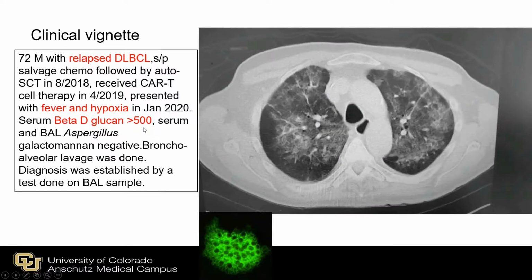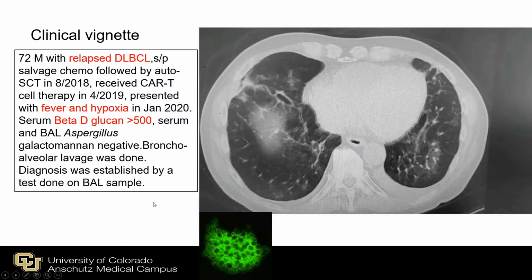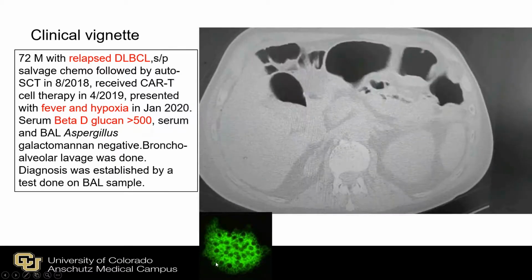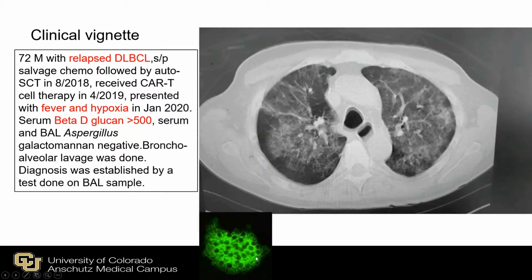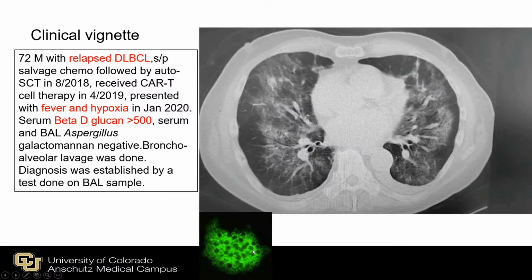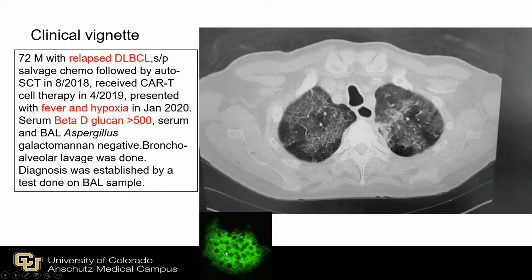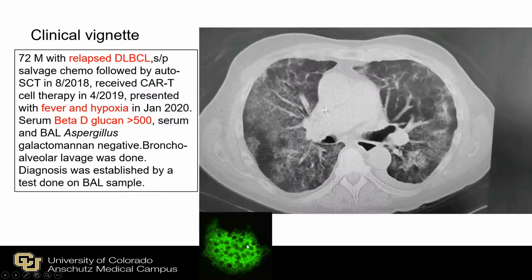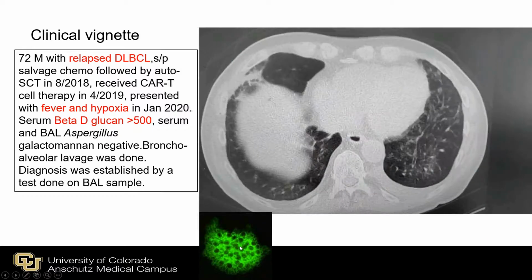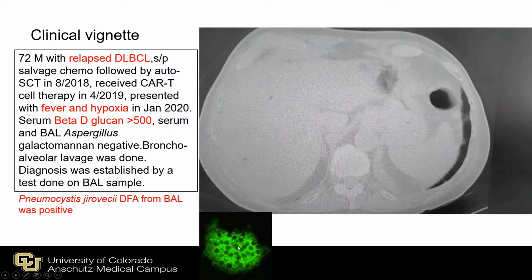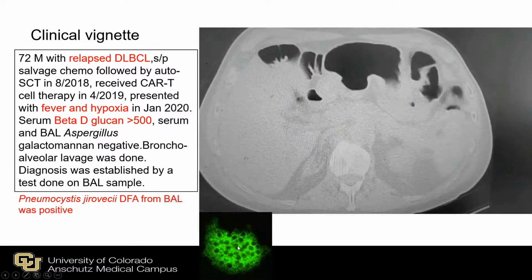He underwent bronchoscopy with lavage, and the diagnosis was established by a test done on the bronchoalveolar lavage sample. And this is the result here. You can see the organism. This is a direct fluorescent antibody test, and you can see these nice rounded structures with intracystic bodies. This is Pneumocystis jirovecii.